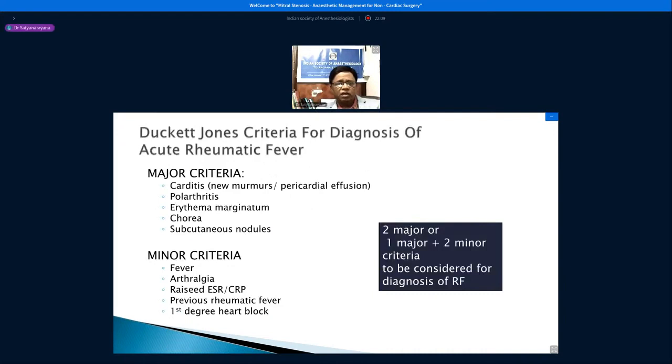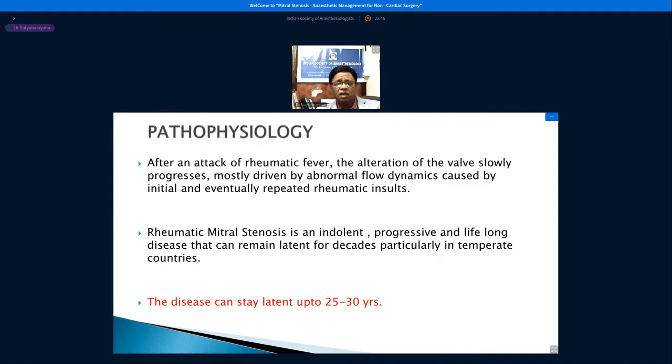This is the well-known Jones criteria for diagnosis of rheumatic fever, with major and minor criteria. Major criteria: carditis, polyarthritis, erythema marginatum, chorea, subcutaneous nodule. Minor criteria: fever, arthralgia, raised ESR, CRP, previous history of rheumatic fever, first degree heart block or a prolonged PR interval. To diagnose rheumatic fever, you need either 2 major criteria, or one major plus two minor criteria. Then a very important aspect of mitral stenosis: pathophysiology.